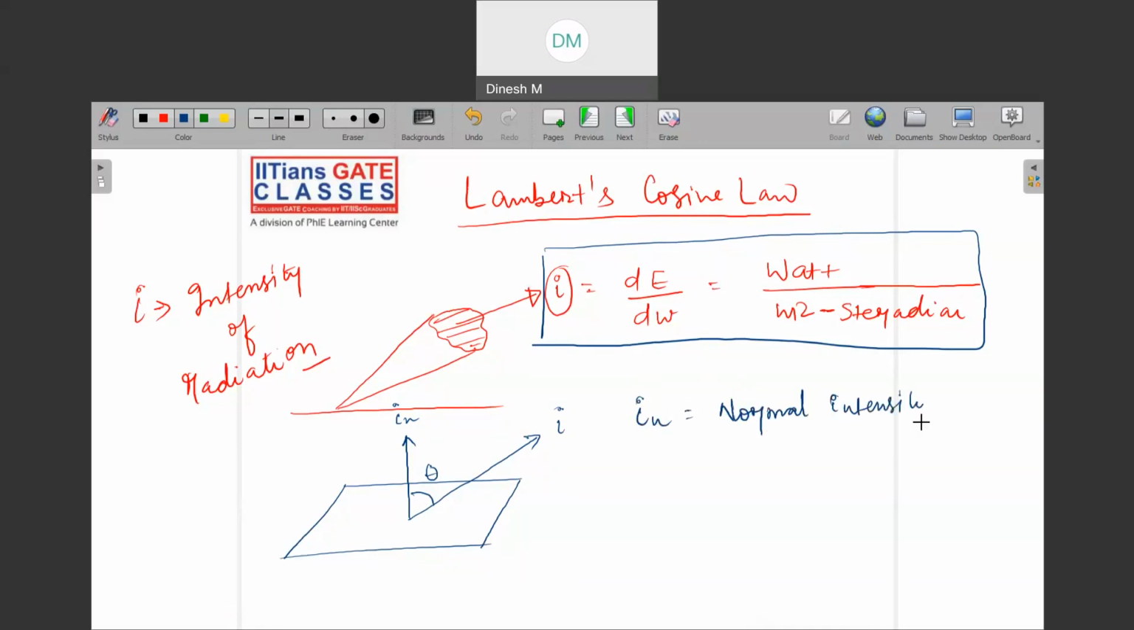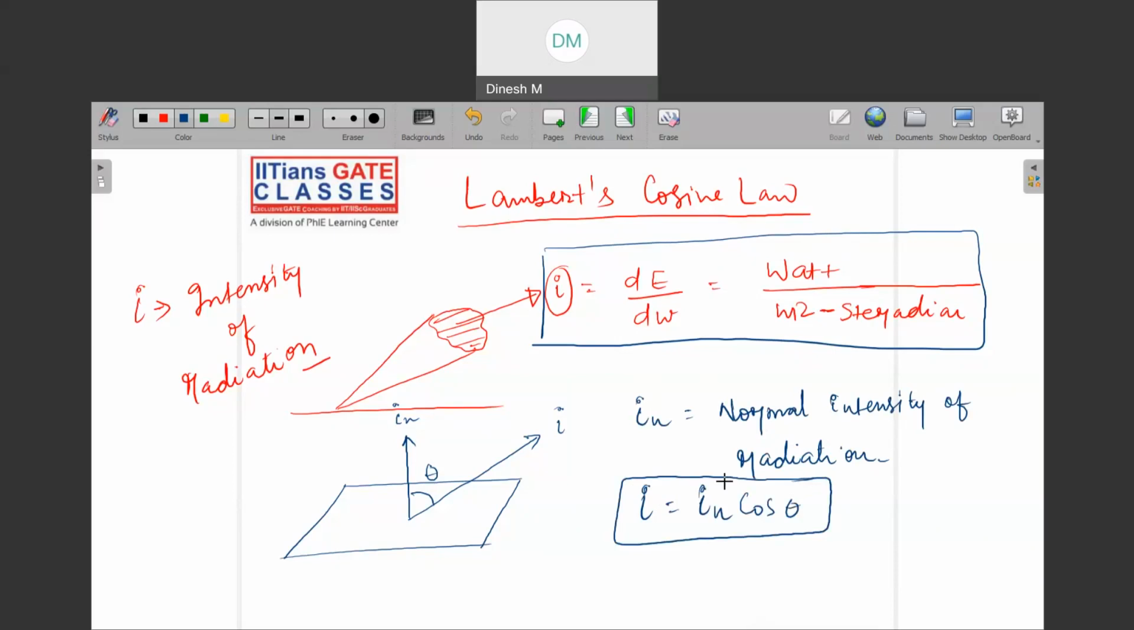Normal intensity of radiation. Okay, so this is IN. So now I can write I is equal to nothing but IN multiplied by cos theta. So this is called Lambert's cosine law, that I is equal to IN cos theta. Okay.